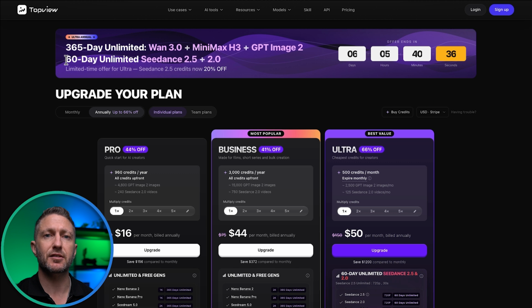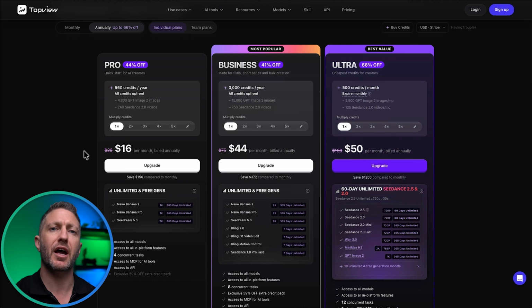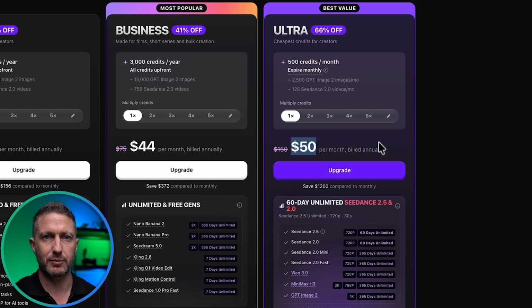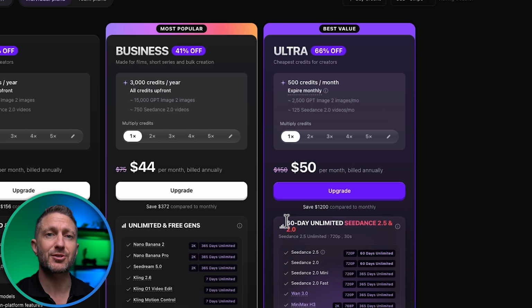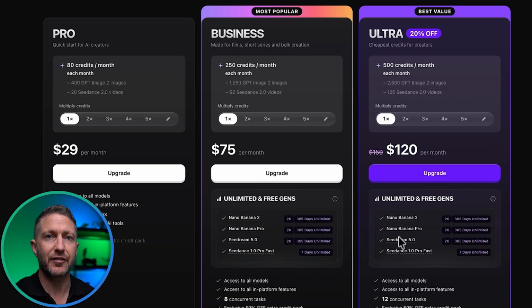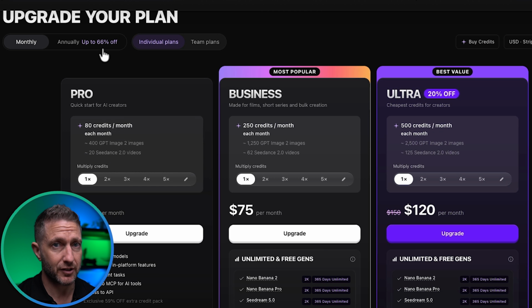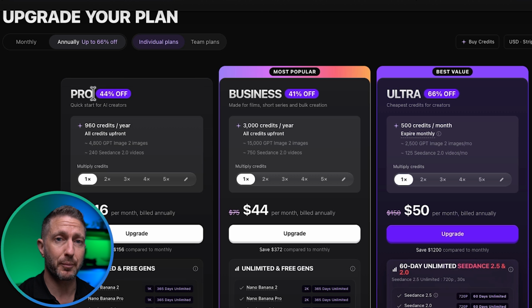The most interesting deal I found right now is TopView. At the moment, they're offering 60 days of unlimited Seedance 2.5 on their annual plan at around $50 per month. That's easily one of the strongest Seedance 2.5 deals I've found. But there is a catch. You're committing to the annual subscription. Switch to monthly billing here and you'll see that the unlimited Seedance 2.5 offer disappears. So if you know you're going to absolutely hammer Seedance 2.5 over the next 2 months, TopView would be my pick. But you're taking on that annual commitment to get it.